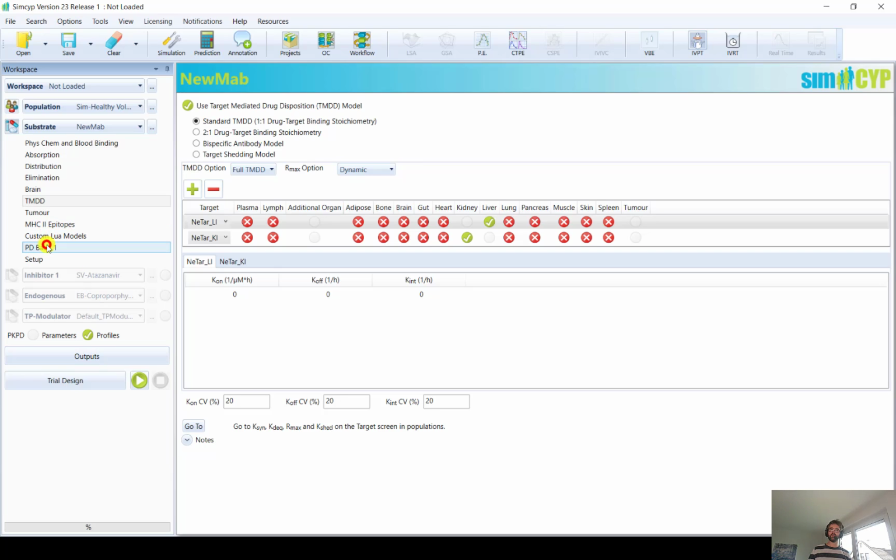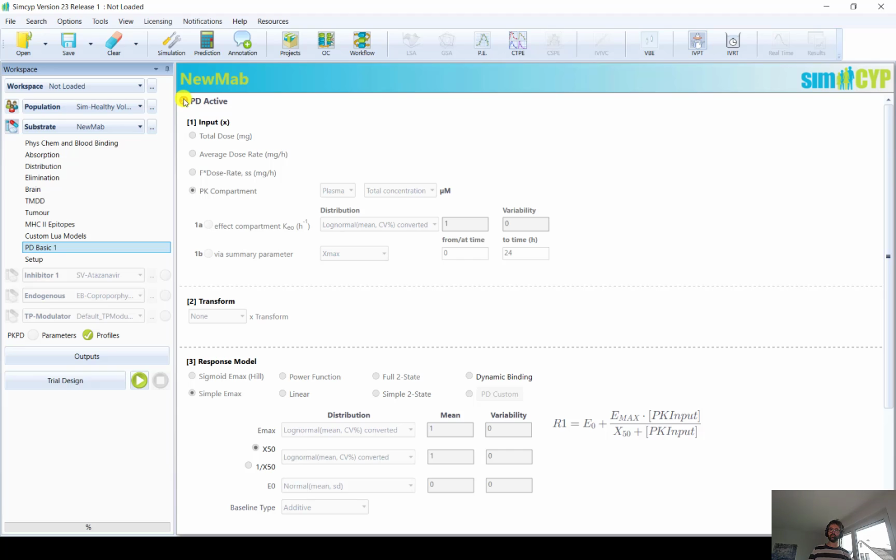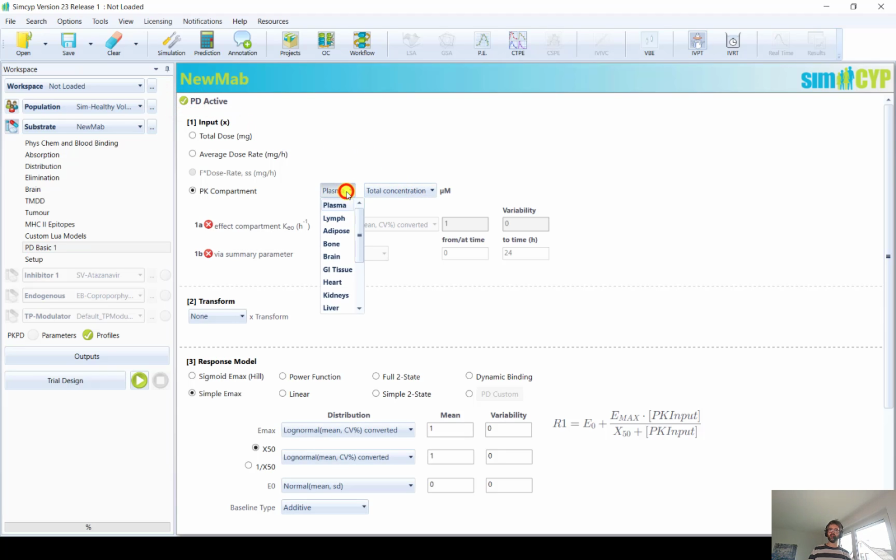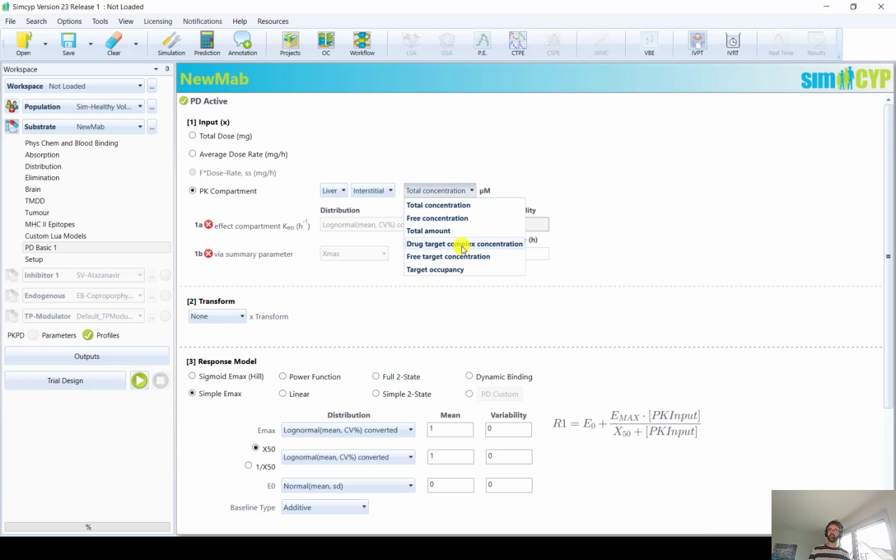One word on the TMDD: it can be linked into the PD models. So we can activate a PD model. We can select, for instance, the liver concentration. And that means we can also select the drug-target complex or the free target concentration to drive our PD effect. So there can be a link between the PK and PD.